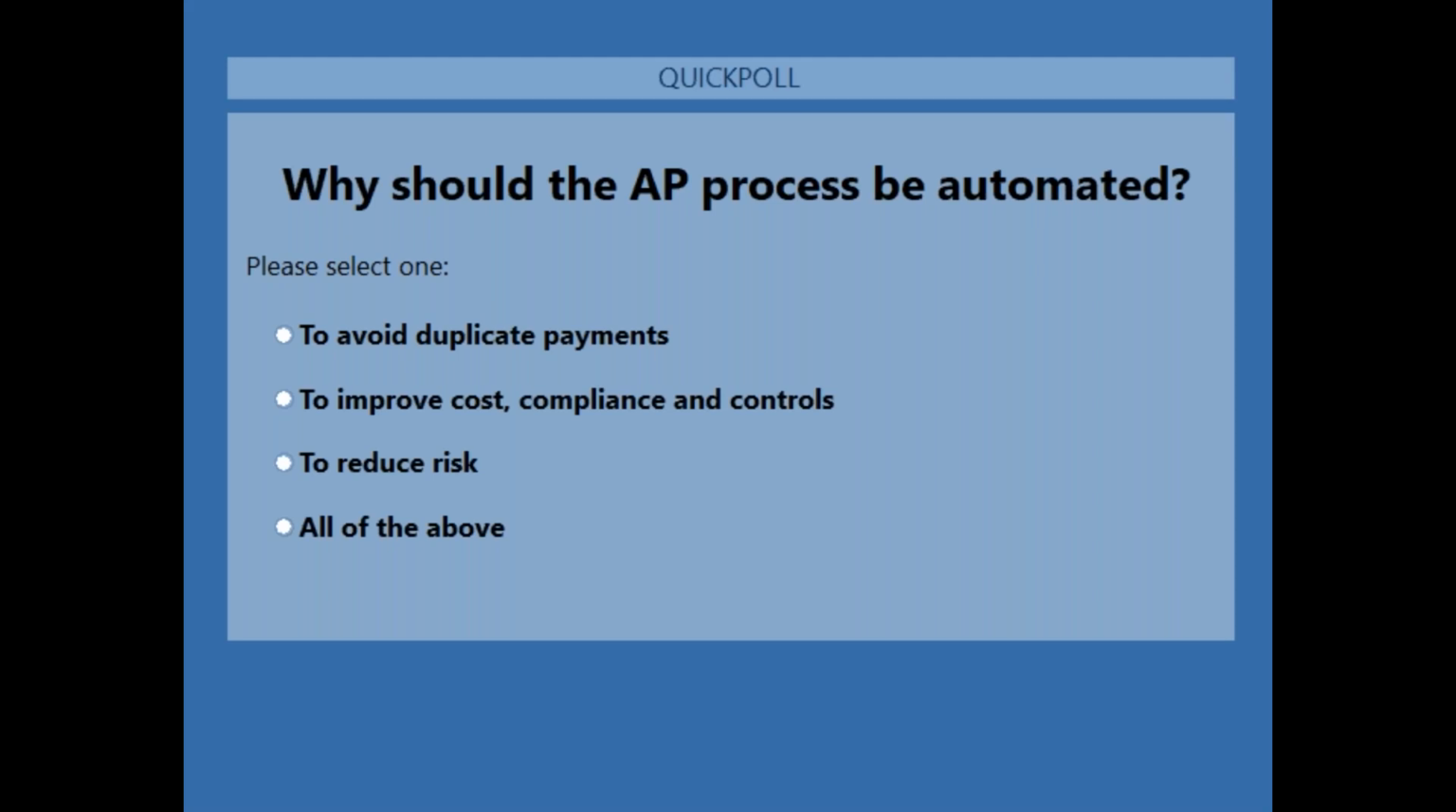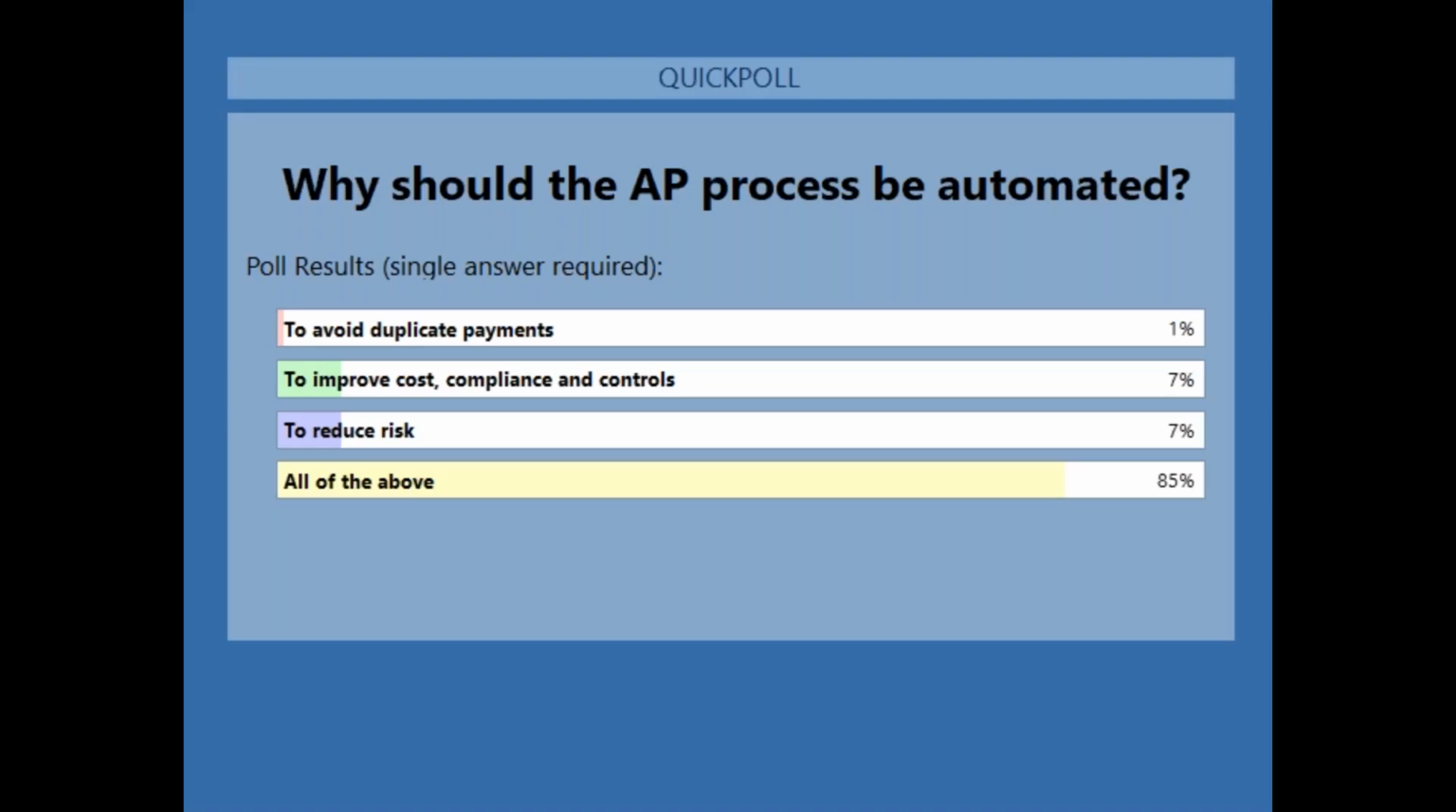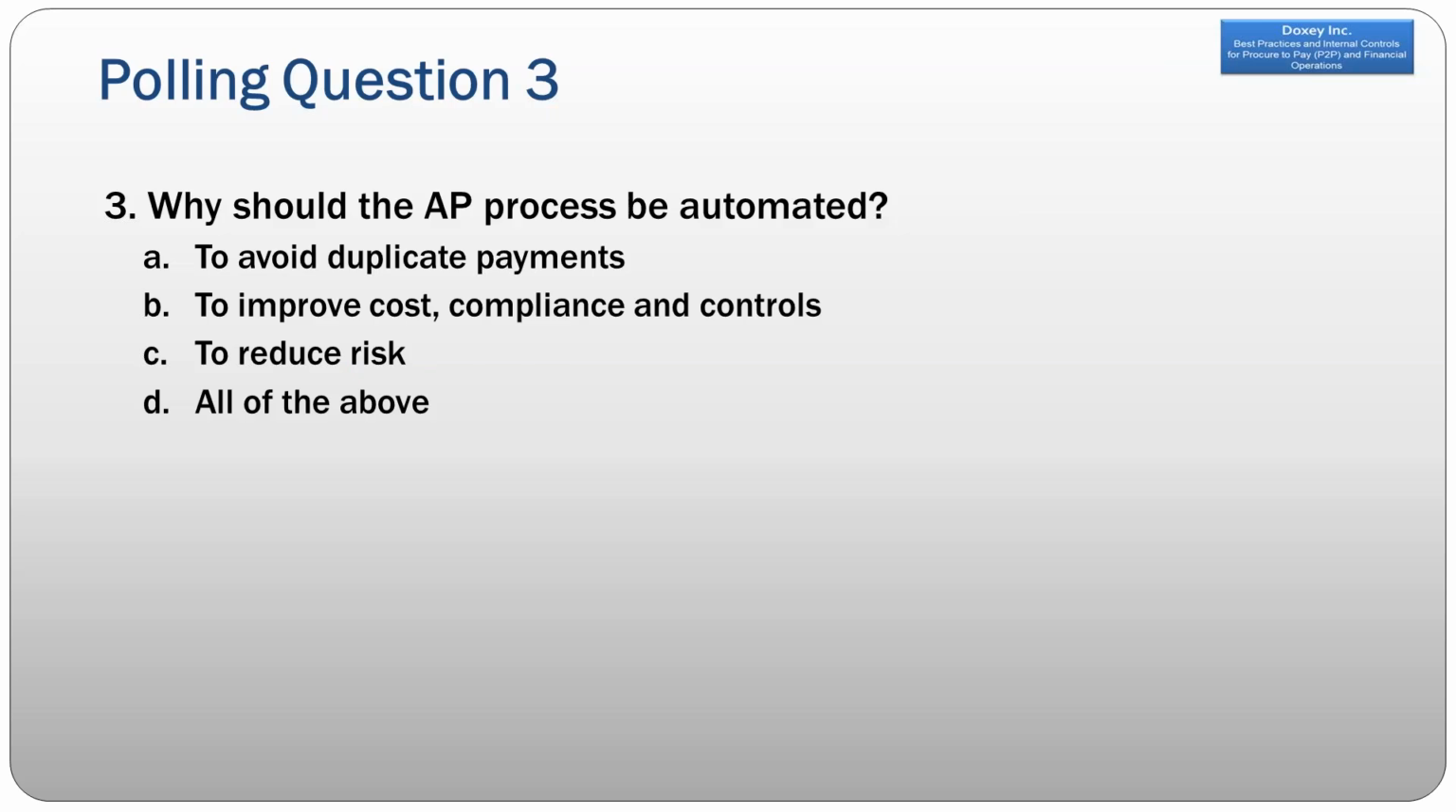All right. Okay, I'm going to close that now, and I'm going to share that with everyone. So 1% said to avoid duplicate payments, 7% to improve cost, compliance, and controls, 7% to reduce risk, and 85% said all of the above. Are they listening? Yes, I think so.